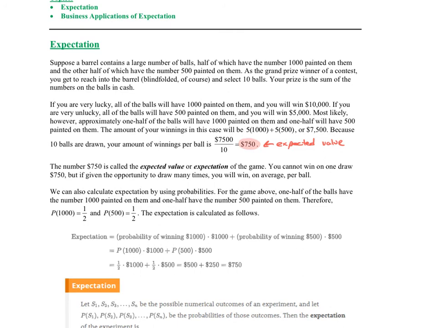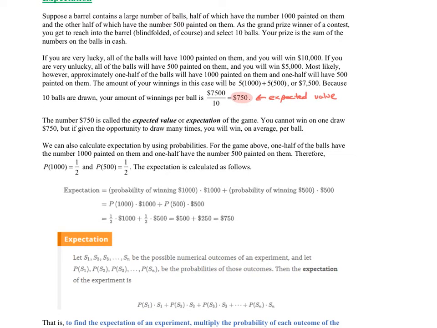For the game above, one half of the balls have the number 1,000 painted on them, and one half have the number 500 painted on them. Therefore, the probability of 1,000 is one half. The probability of 500 is one half. The expectation is calculated as follows. Expectation equals the probability of winning 1,000 times 1,000, plus the probability of winning 500 times 500. Remember that the probability of 1,000 was one half, and the probability of 500 was one half, so you get these two values, add them together, and they end up with the 750 that we got earlier.